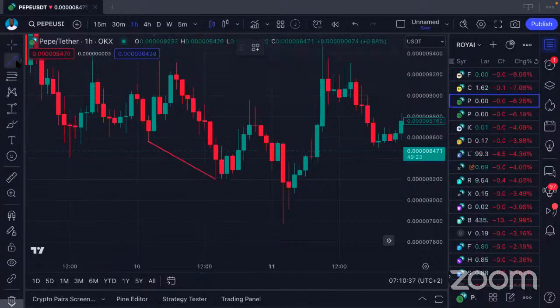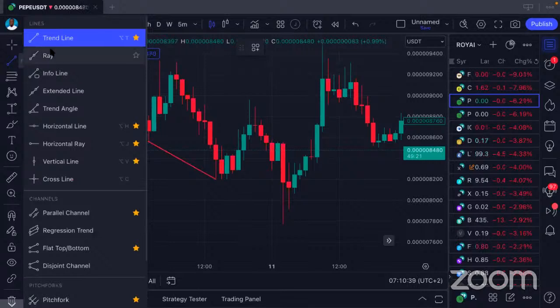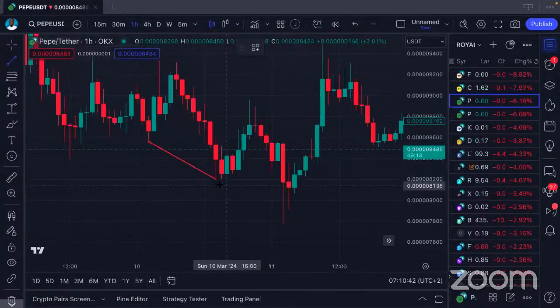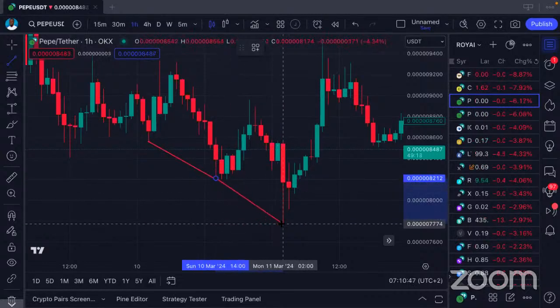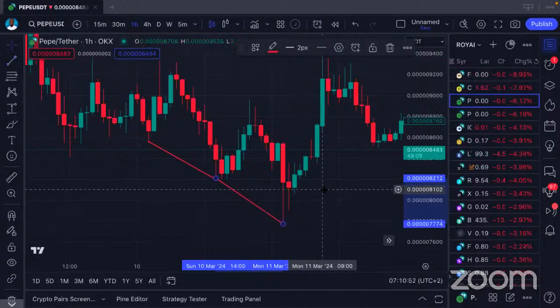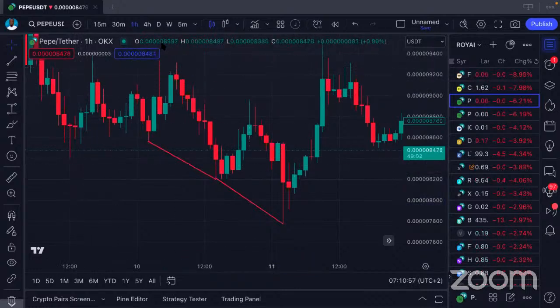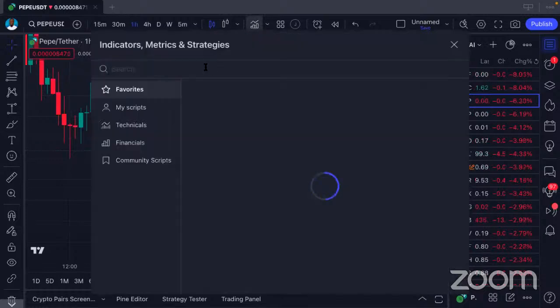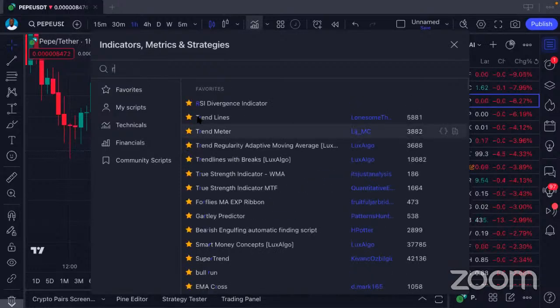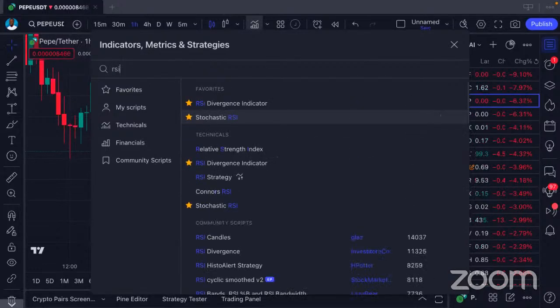Okay, so I'll go back and pick another trend line, and I connect this point to that point. There. After you have done all this, you now come here to indicators and write in RSI. There are so many, like the relative divergence indicator.